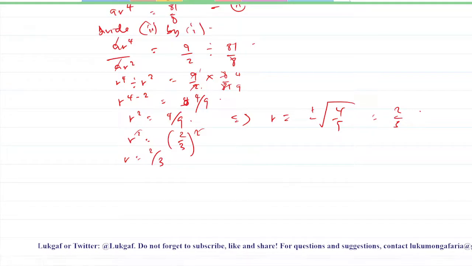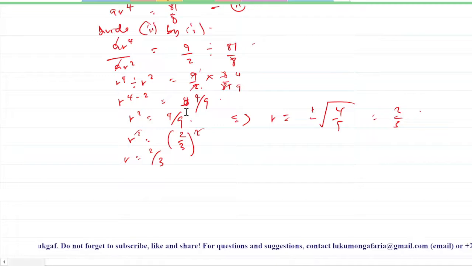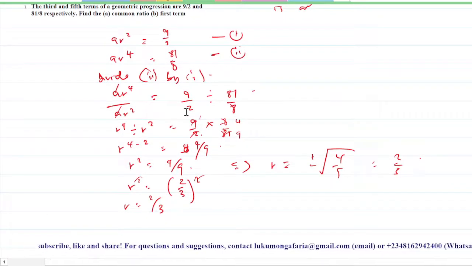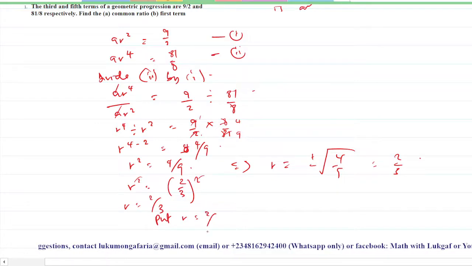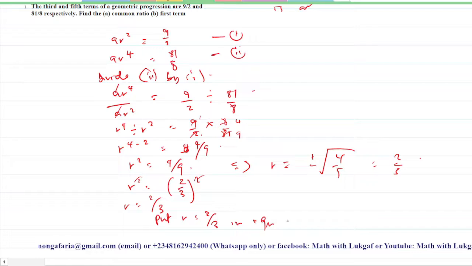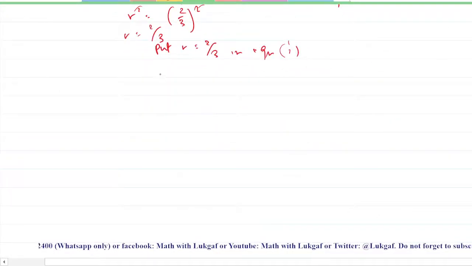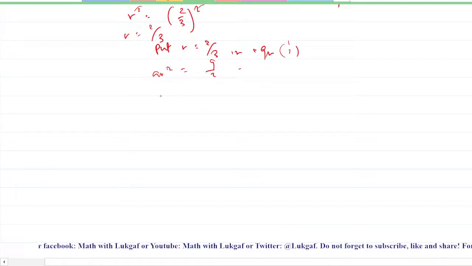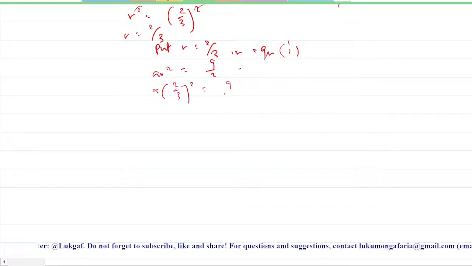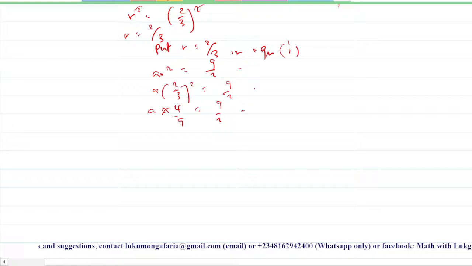So from there, you can obtain the value of a. To obtain the value of a, just substitute r to be 2 over 3 in one of the equations, maybe in equation 1. Don't forget your equation 1 is what? a r squared is equal to 9 over 2. So whenever you see r now, you put 2 divided by 3. That's a times 2 divided by 3 squared is equal to 9 over 2. So then a multiplied by 4 over 9 is equal to 9 over 2.